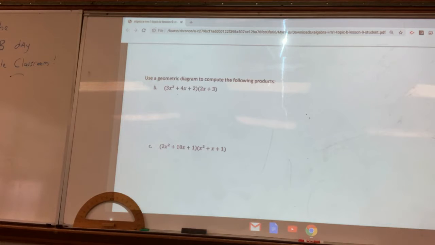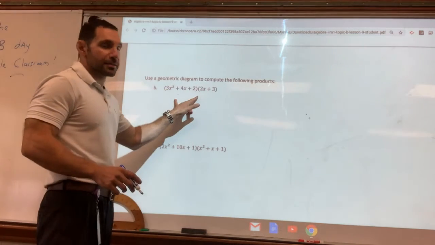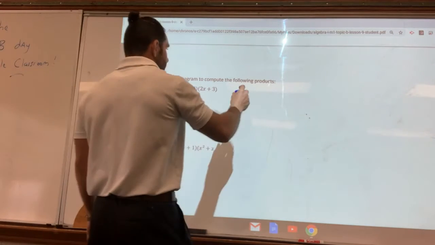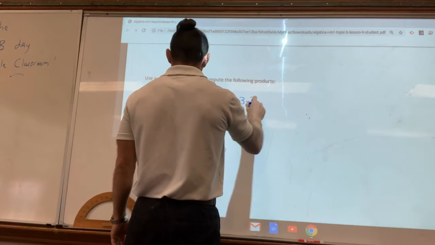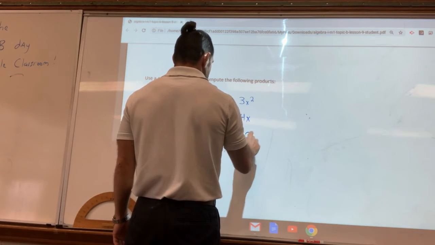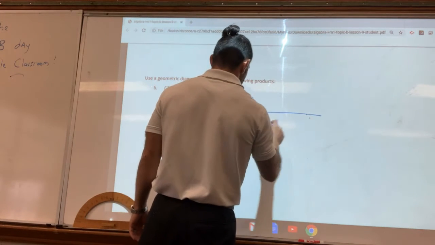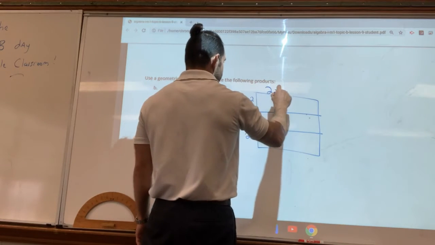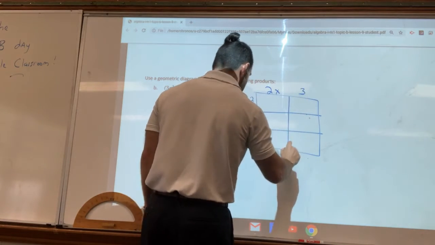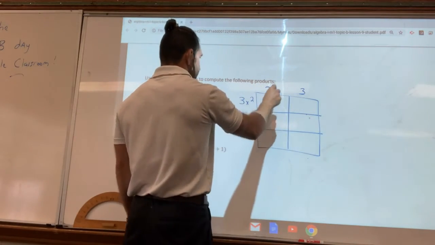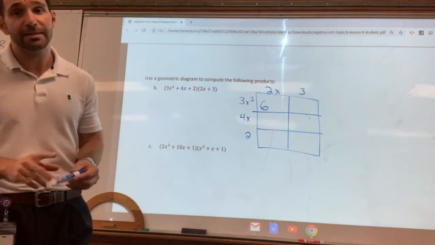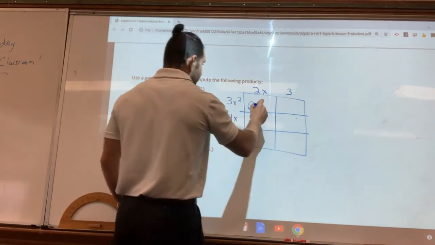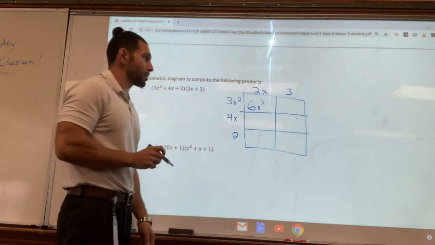Well, what happens when we've got something like this? So we've got 3x squared, a 4x, and a 2. And at the top, we've got 2x's and a 3. And we multiply. 2 times 3 is 6. X times x squared. So this is one of the lessons that you missed from pre-algebra. When we have like bases, we keep the base, we add the exponents. So that's 6x to the third.